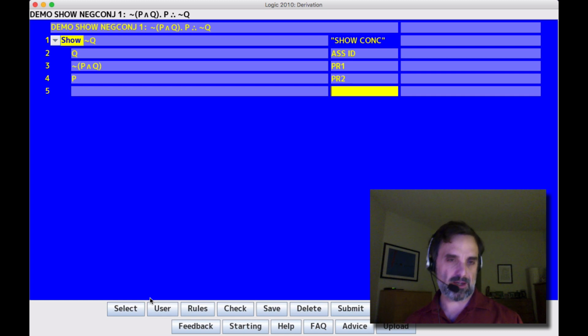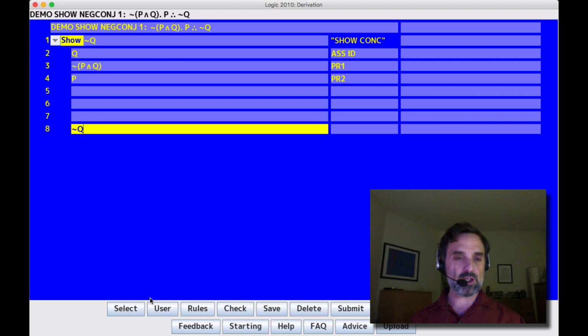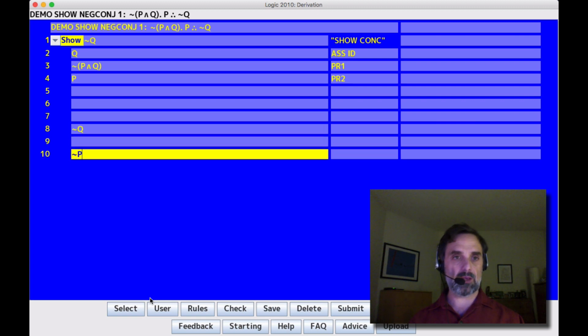How are we going to end this derivation? Well, we made an indirect assumption to start with, so probably we want to finish indirectly. And if we want to finish indirectly, that means we want to get a contradiction. And how do we get a contradiction? Well, we get a sentence or its negation. Okay, so what's the negation? The negation of line 2 would be not Q. And the negation of line 4 would be not P.